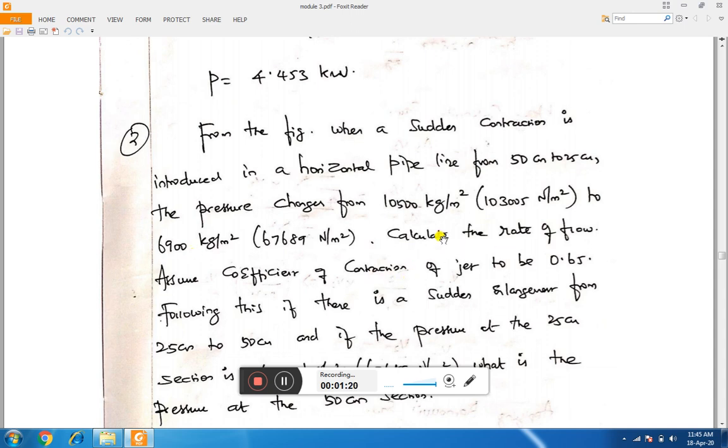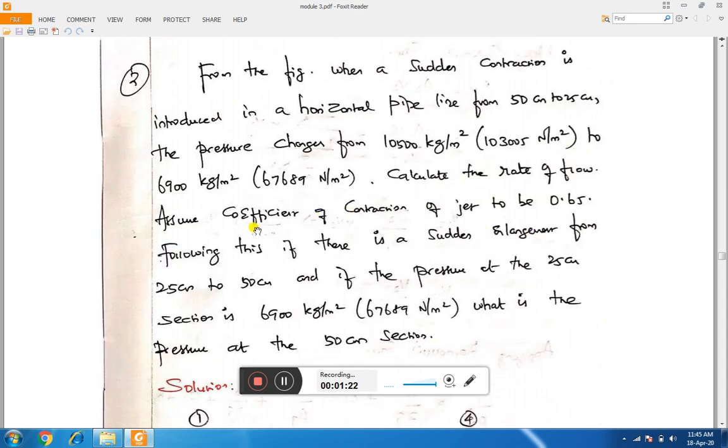Calculate the rate of flow, that is the discharge. We need to find the discharge. Now assume the coefficient of contraction of jet, Cc, to be 0.65. When there is a sudden contraction, it will form a jet. So that coefficient is given as 0.65, that is Cc.